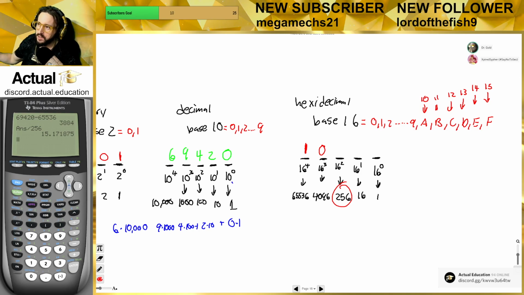So there's 15 of the 256s. I'm going to put a 15 here, but I don't want to put 15 because that's too big of a number. Computers don't like double digits. So remember that 15 corresponds to F. So this is going to be an F right here. Now let's see how much is left over. 3884 minus 15 of my 256s, and we got 44 left over.